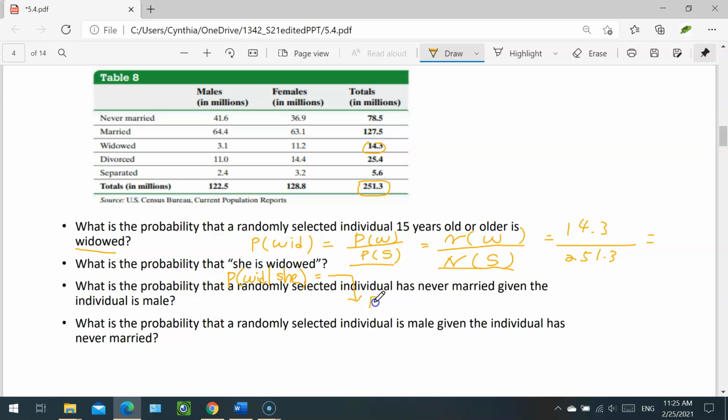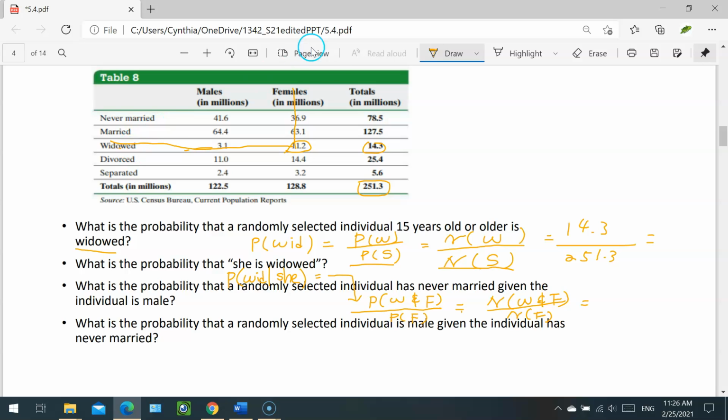By using the formula, we find the probability of widowed and female, divided by the probability of the second event, which is the female, she. And this has the same meaning. We use the frequency, right? Widowed and female divided by the number of females. So we look at the chart here, the number of widowed and female. The widowed is here and the female is here. So this is the overlap, right? This is the 'and'.